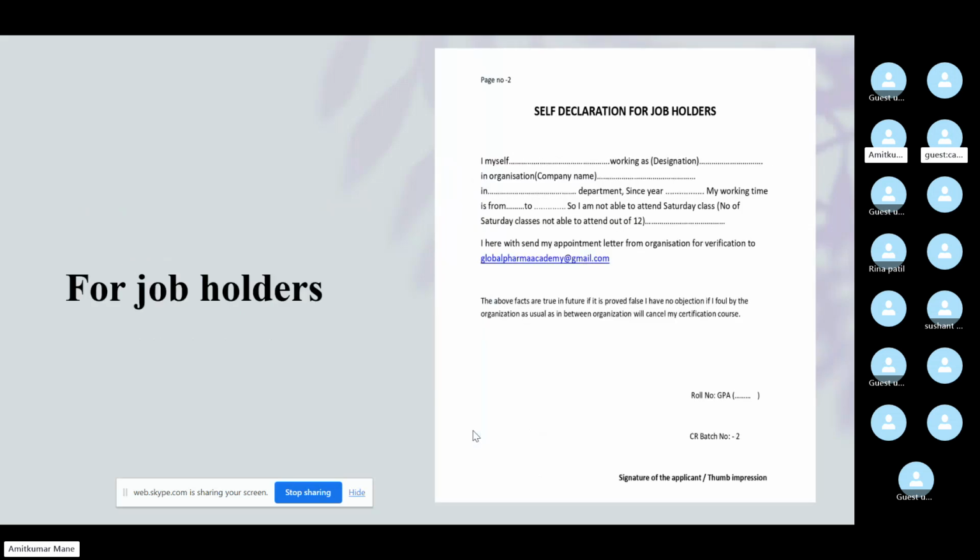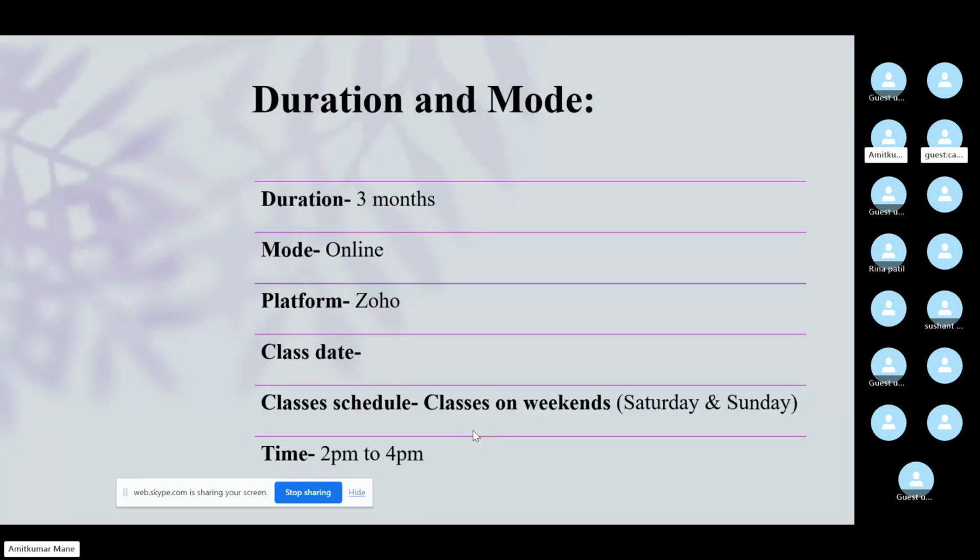And then the duration of the course is 3 months. Classes are on Saturday and Sunday. Mode is online. The platform is either Zoho or Skype. The class schedule is Saturday and Sunday, and the time is 2 p.m. to 4 p.m. Okay, only Saturday and Sunday.